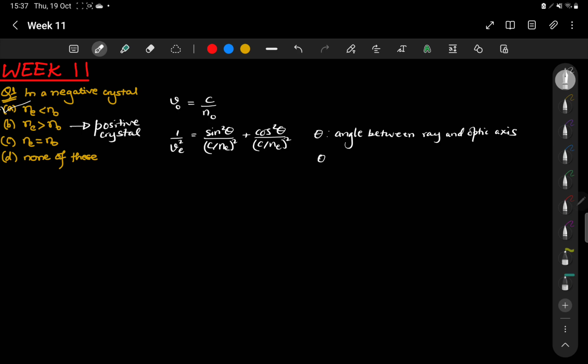If you see that when theta equals 0, then we have the velocities being the same, and this equals the following. So along the crystal's optic axis, the velocities for the ordinary and the extraordinary rays would be the same, and in all other directions they will be different. I hope this clarifies the question.